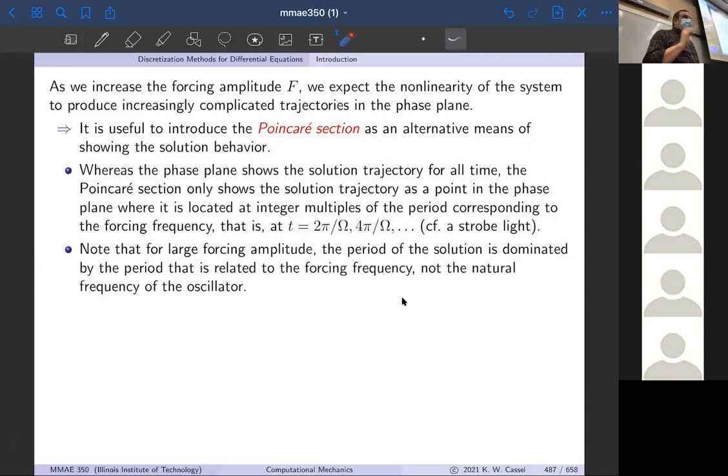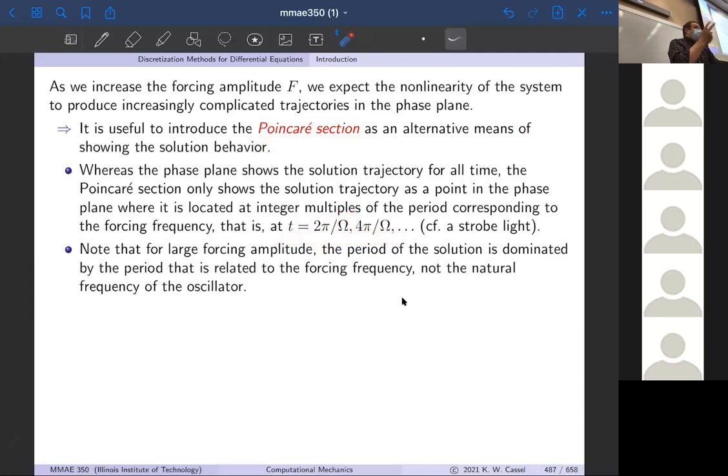And then the Poincaré section gives you a dot. Where is the trajectory of the system at that particular time? You get a dot. You don't see how it got there. You don't see what it does afterwards. All you see is the dot. I'll show you a picture in a second. The frequency of the strobe light will be related to the forcing frequency.